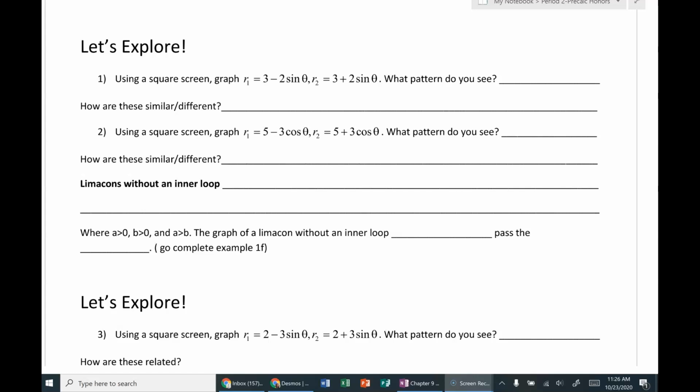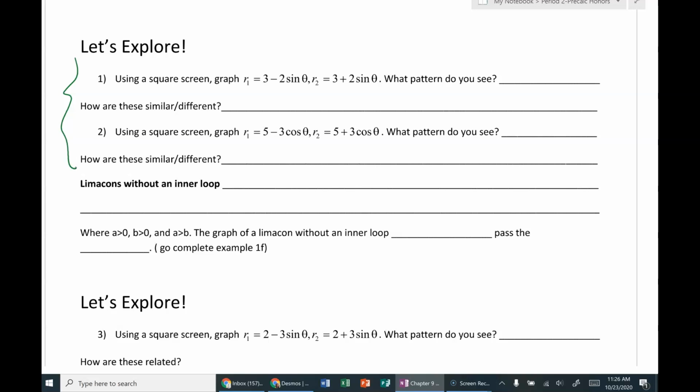We just got done with the cardioid shape. Go ahead and try this. Try these out on your calculator or on Desmos and fill out the information. Once you're done, you can hit unpause and fill out the limacon without an inner loop definition.